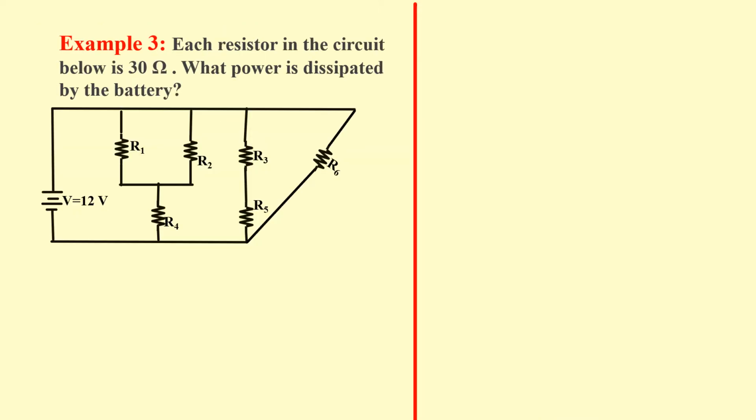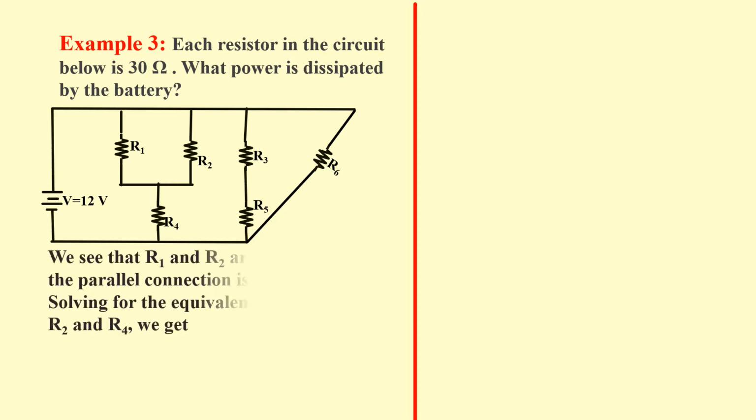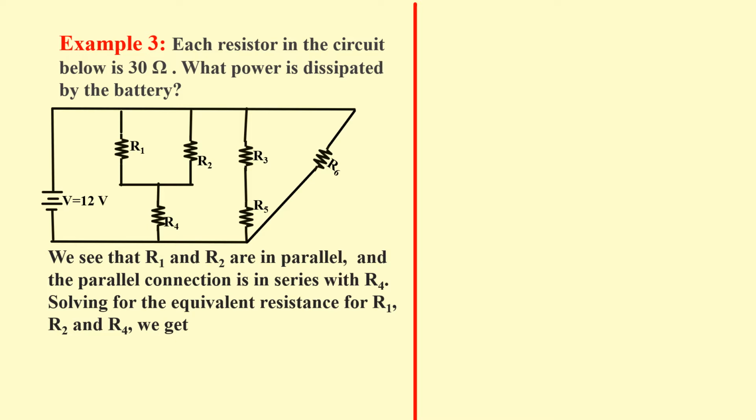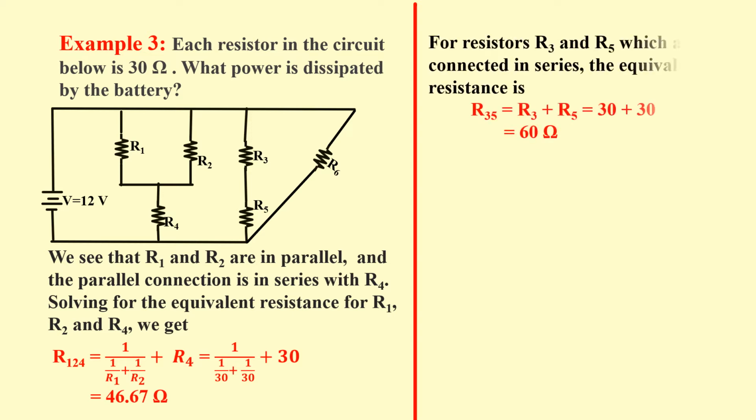Example number 3. Each resistor in the circuit below is 30 ohms. What power is dissipated by the battery? We see that R1 and R2 are in parallel, and the parallel connection is in series with R4. Solving for the equivalent resistance for R1, R2, and R4, we get R124 equals 1 over the quantity 1 over R1 plus 1 over R2, plus R4. Substituting the values, R124 equals 46.67 ohms.